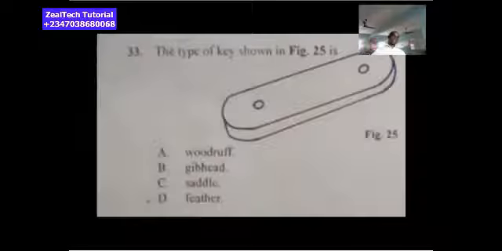That's 3. The type of key shown in figure 25 is, the answer is feather key, this one, D. The answer is D. Woodruff key, no. Gib head, no. Saddle key, no. The answer is what? D, which is feather key.